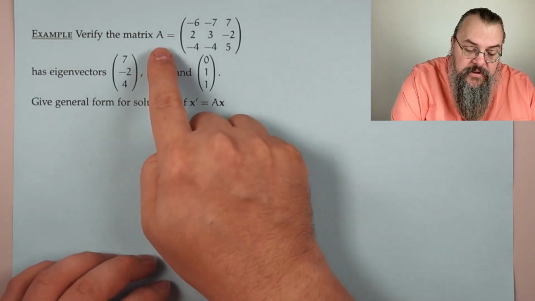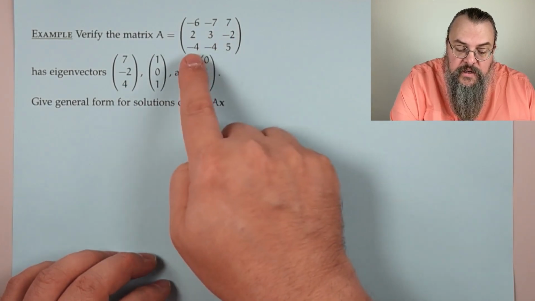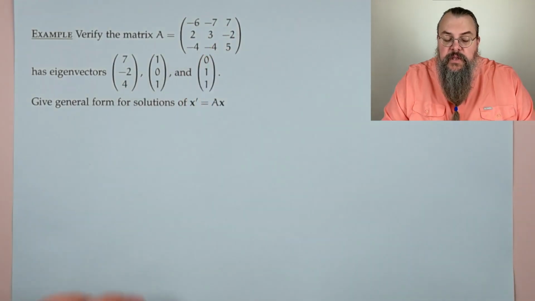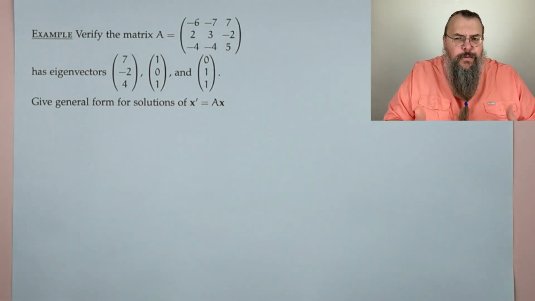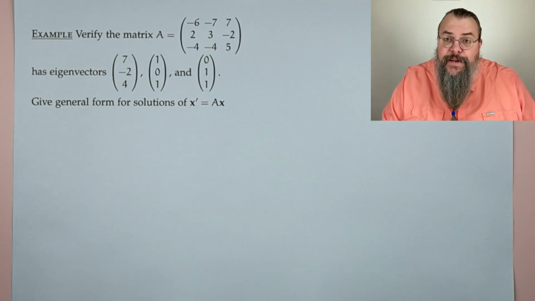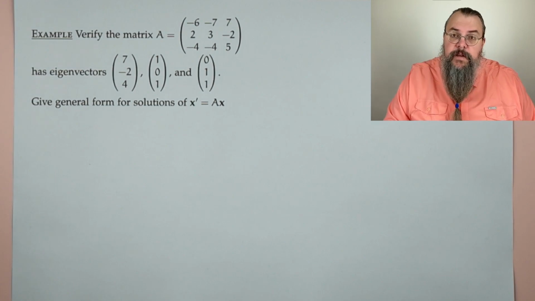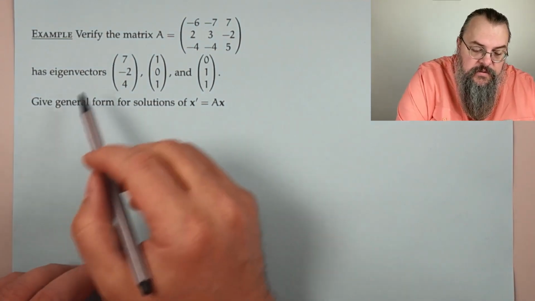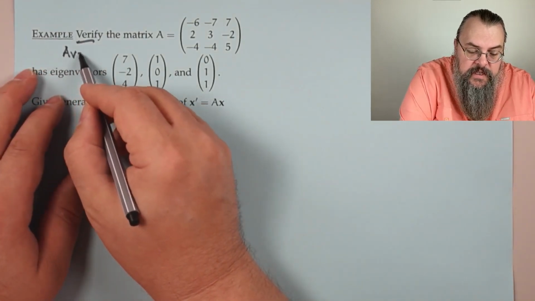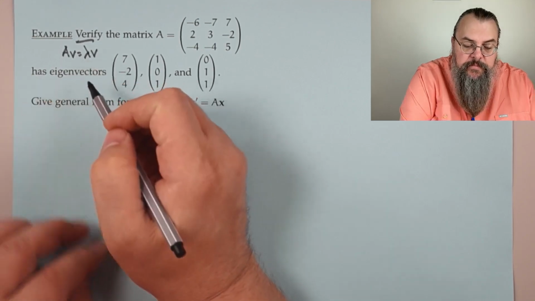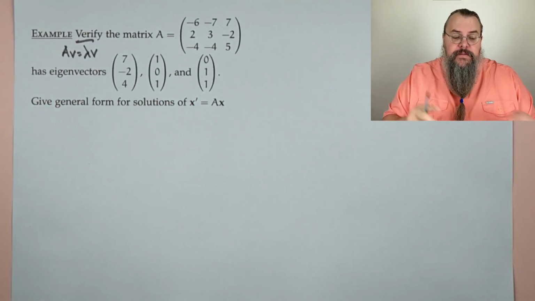So we have a matrix A: minus 6, minus 7, 7; 2, 3, minus 2; minus 4, minus 4, 5. And we're asked to verify that we have eigenvectors. Well, how does one verify eigenvectors? We start by saying, what's the equation for an eigenvector? And we just plug in. So to verify, what we're checking is, does A times our vector v equal lambda times v? We haven't been given lambda, but we should be able to figure it out.